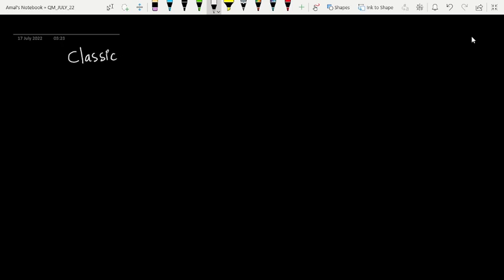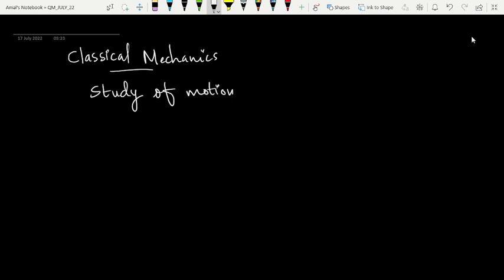So what is classical mechanics? Mechanics is the study of motion, right? So what is motion? Motion is roughly the change of position of a particle with respect to time. So that is motion. Then what do we mean by study?